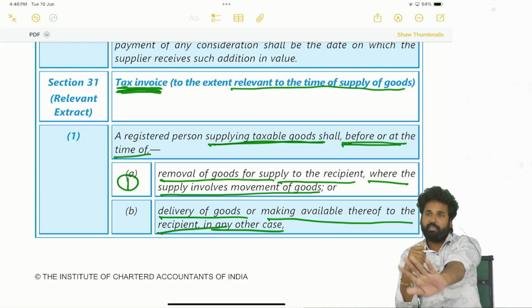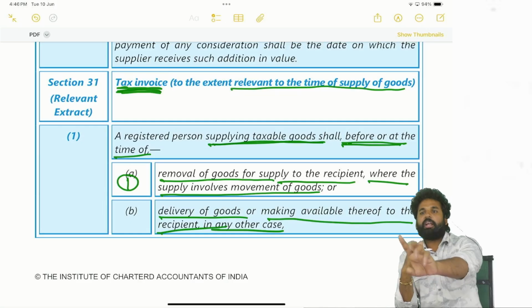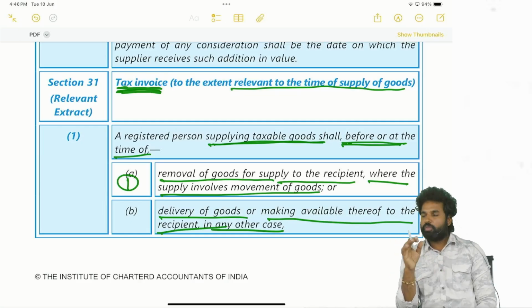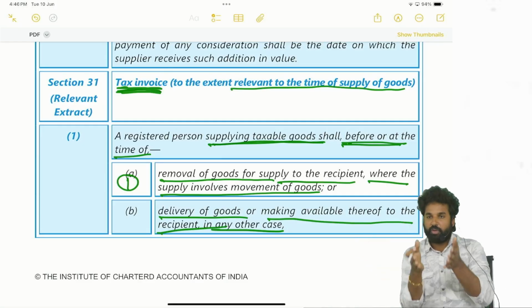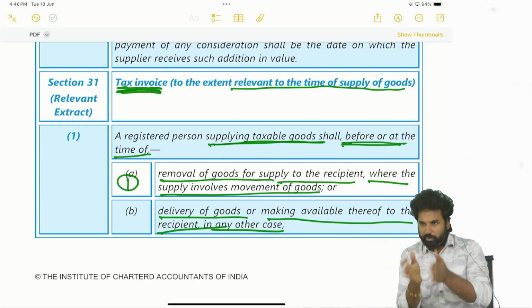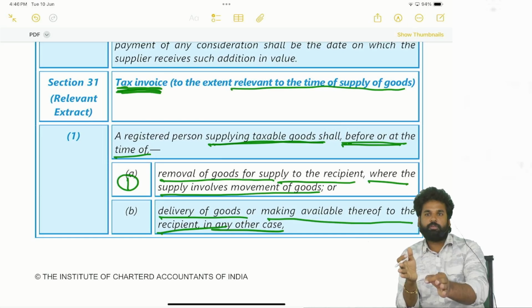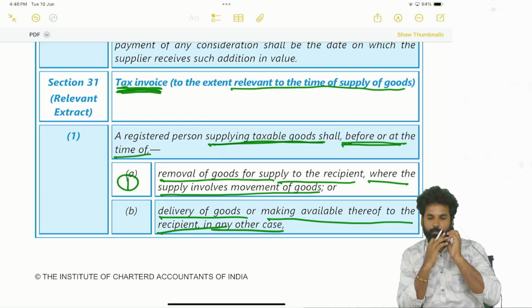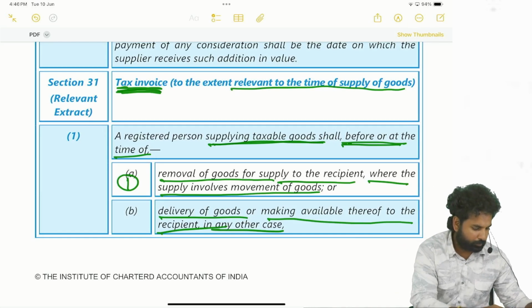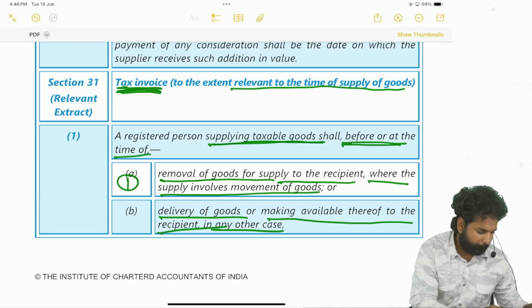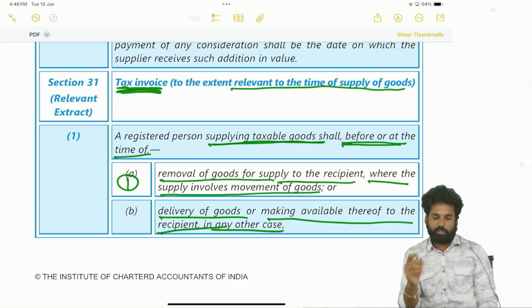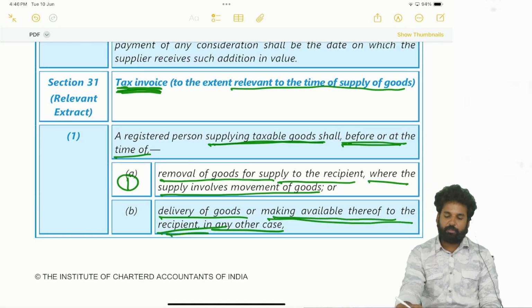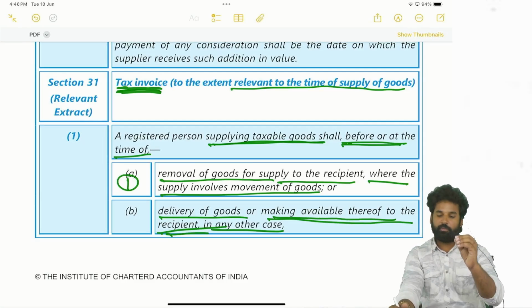So the bill shall be given before handing over the goods to you. Without a bill you cannot take the goods. With respect to delivery, that means on-the-spot delivery, no? For those cases, the bill has to be given on or before the time of delivery. Okay. Next, see here, making available thereof to the recipient in any other case.